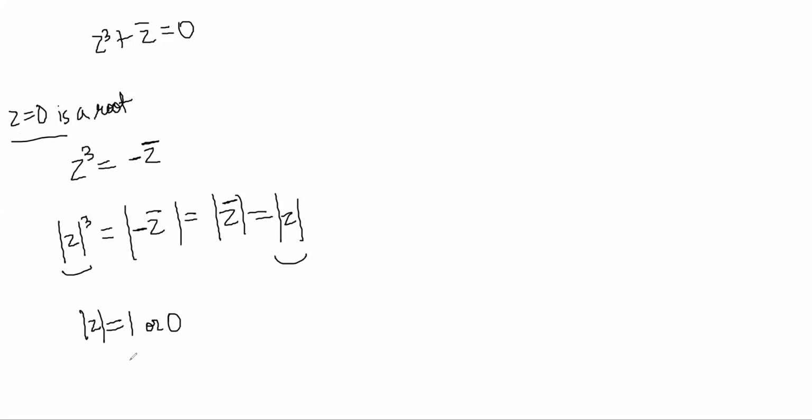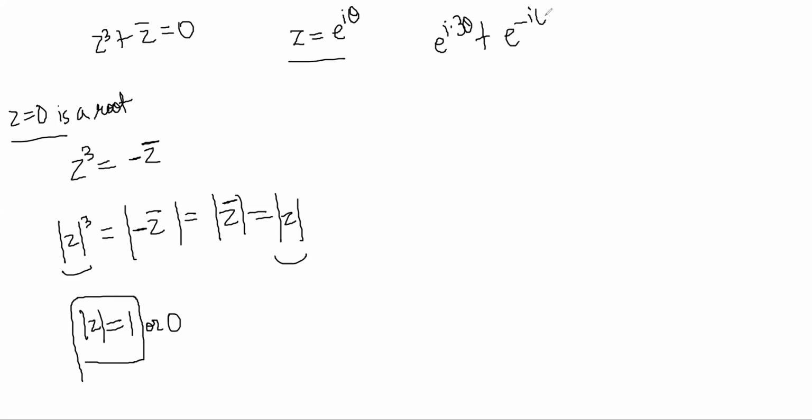0 we have already taken. So |z| is 1. If |z| is 1, then z can be written simply as e^(iθ), so you don't have to worry about the r part. Once you write that, it becomes e^(i3θ) + e^(−iθ) = 0. So this becomes e^(i4θ) + 1 = 0, and this part we have to solve to get how many possibilities there are.